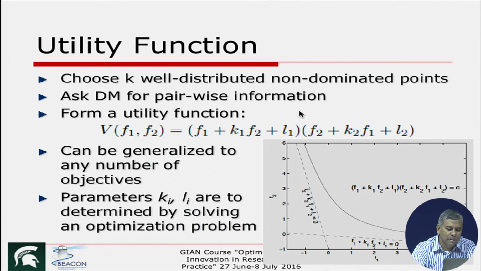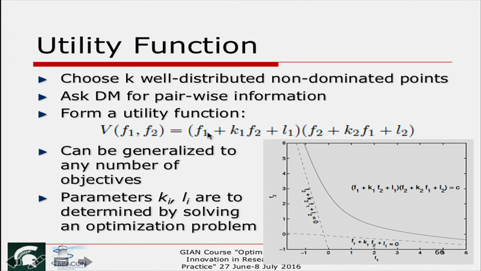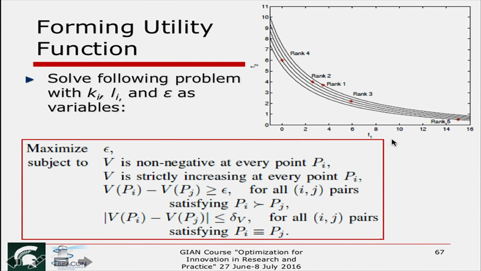How do we model? The first paper we had was a very simple value function like that. It's a bilinear function, as they call it. There are 4 parameters, k1, L1, k2, L2. So what I do is I try to solve a problem. Do I have it here? Yes, I have it here.